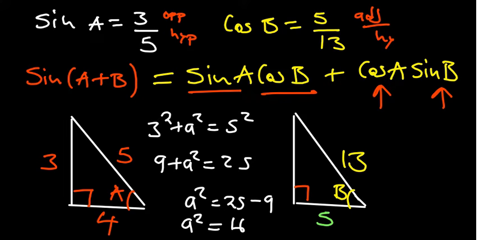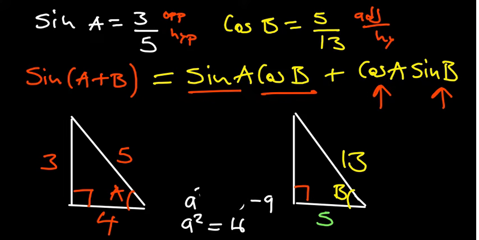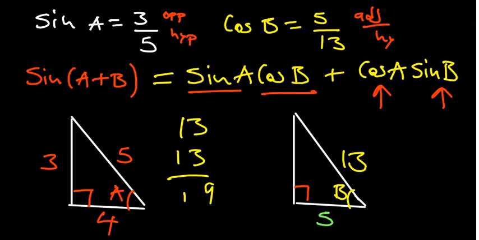And then we can go to the other triangle as well. Pythagoras theorem tells us the square of the hypotenuse, which is of course the longest side. So 13 squared is what? 13 by 13. That is 169.